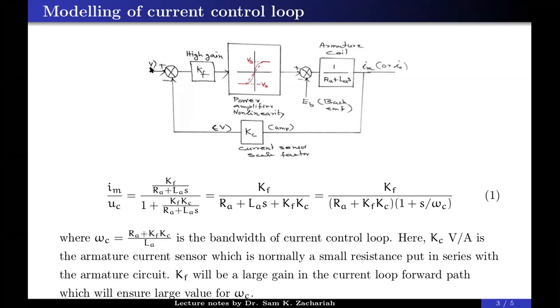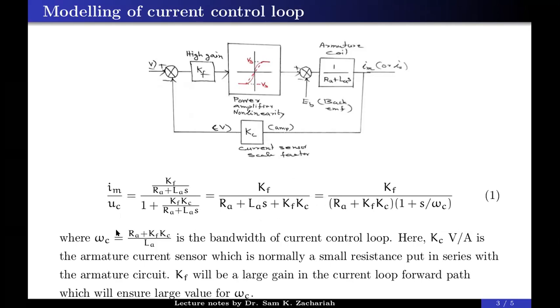This is the PI controller output voltage. This voltage is coming here. This is taken as the control voltage UC. And this one is the saturation block. If it is having a non-linearity, this current loop avoids it. So the transfer function of IM upon UC will be like this. This KF is the forward gain, and this loop gain is this one, and it can be written as this.